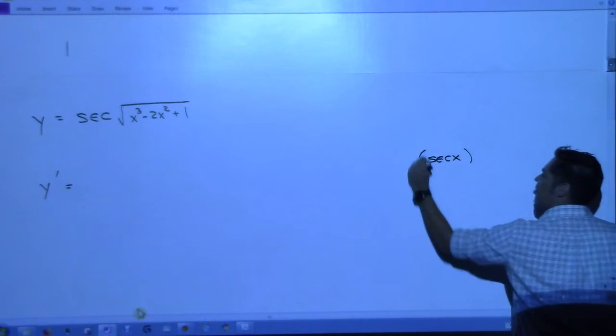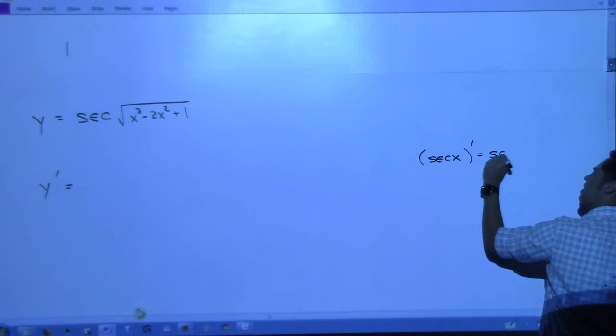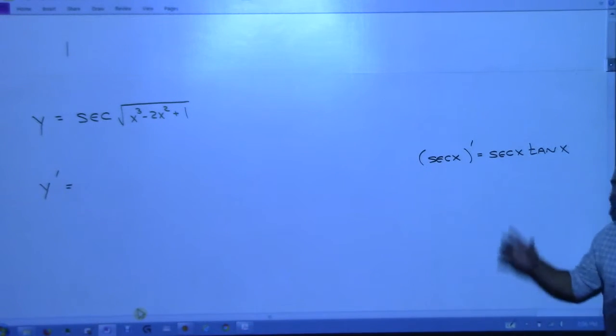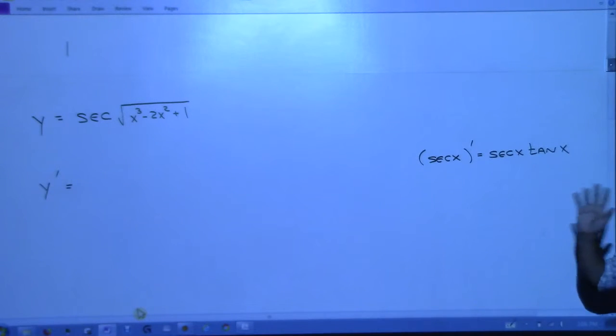Okay, so the derivative of secant x is secant x tangent x, right? That's what it is on your formula sheet. I said don't worry about memorizing these now, but by the time you're in Cal 2, you should probably have this memorized, all right? So Chris, be careful.